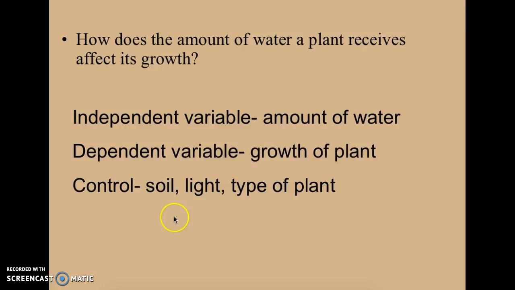So we would have to be a little more specific about what type of growth here, but we can measure that. Things that we need to keep the same, or we keep it constant, is the control. So that would be the soil. So we have to have the same soil, the same amount of light getting to the plants, and the type of plant needs to be the same. We can't measure a sunflower to a tulip.